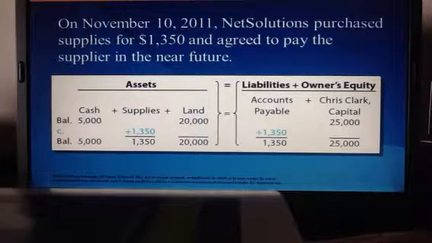So a liability, accounts payable, increased by $1,350. Notice they recalculated the balances, and the left-hand side of the equation, which now is the cash plus supplies plus land, totals $26,350. That balances with the right-hand side of the equation. Chris Clark Capital plus accounts payable is also $26,350.